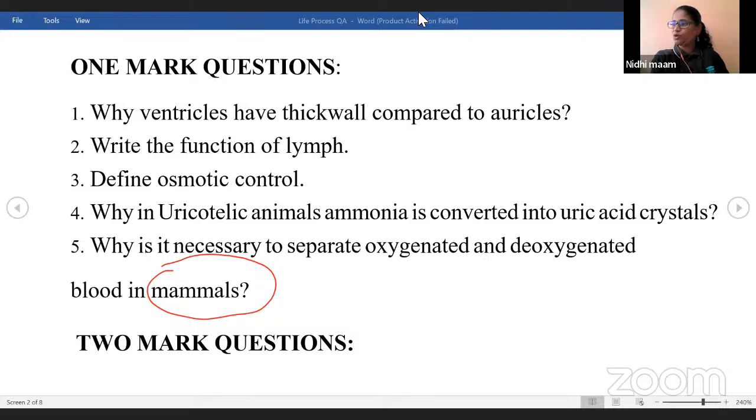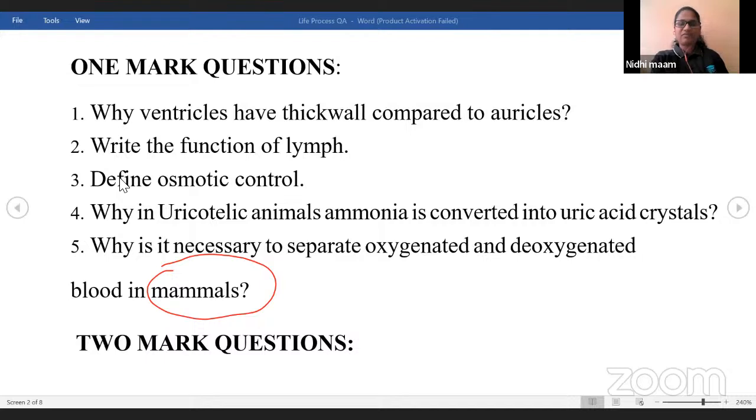Each minute counts for me as well as you. Be fast. Why do ventricles have thick walls compared to auricles? Okay, good. Shreya answered it: because they need to pump the blood to different parts of the body.